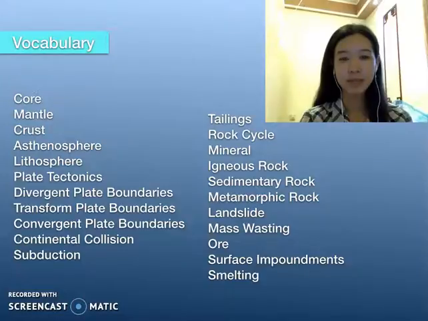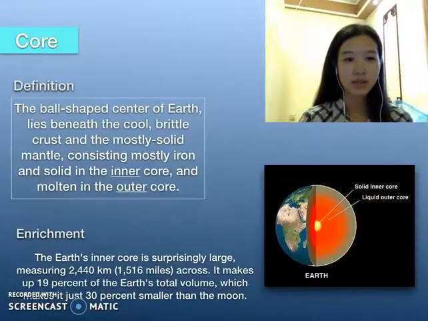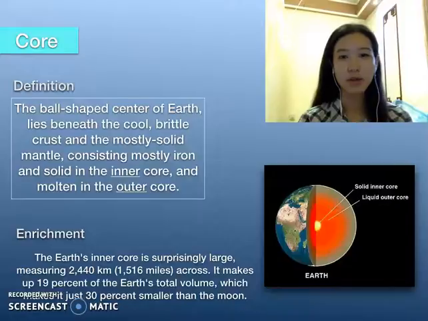Hi, so today I'm going to introduce the following vocabulary words of the geology unit to you. I listed all of them here so you can see them. Now let's get started. First, let's look at the core.